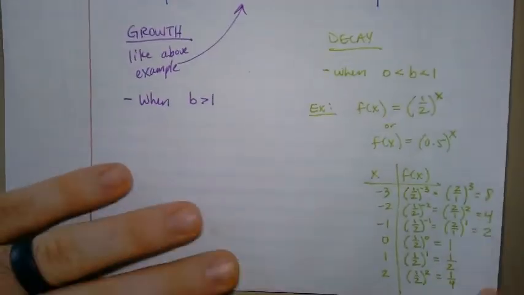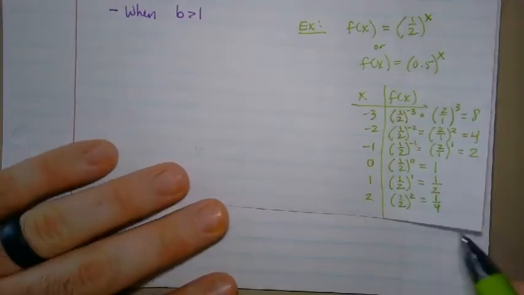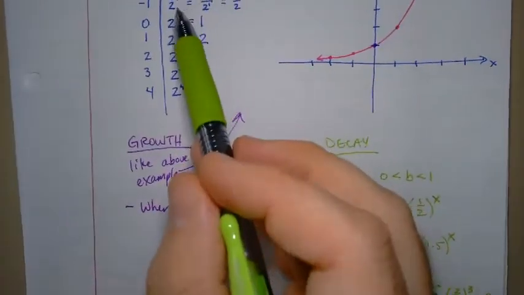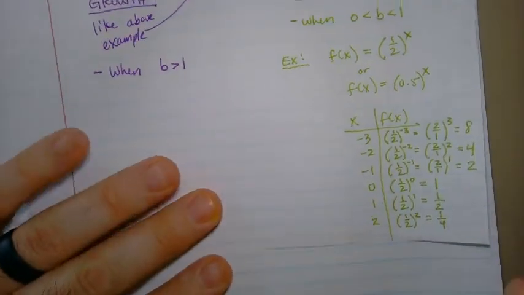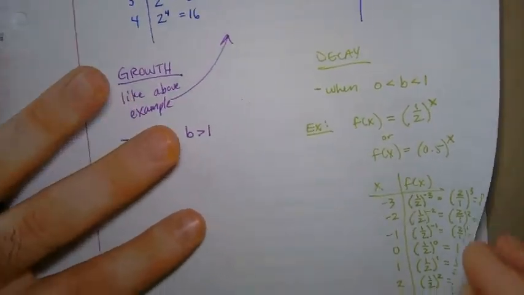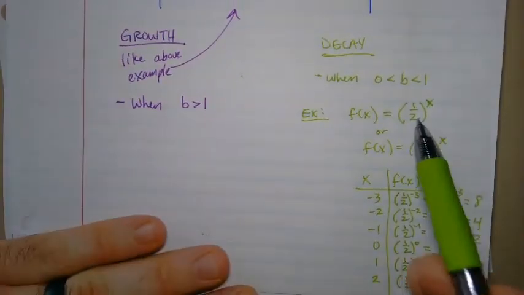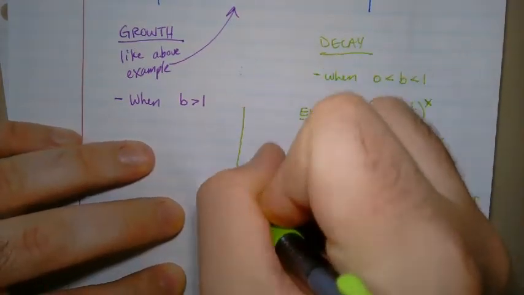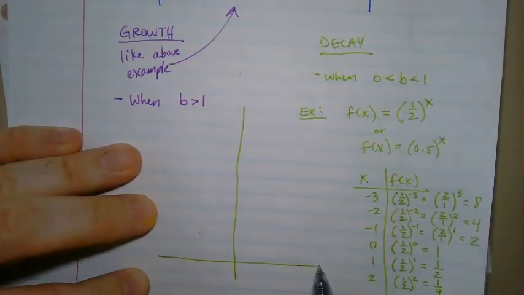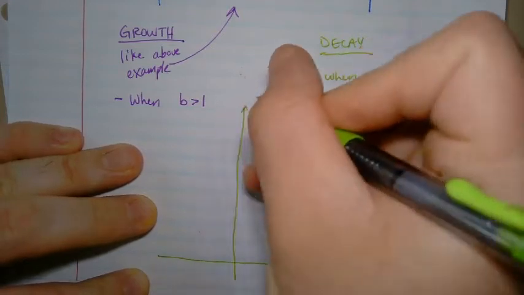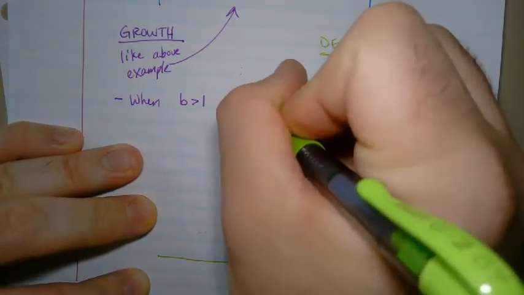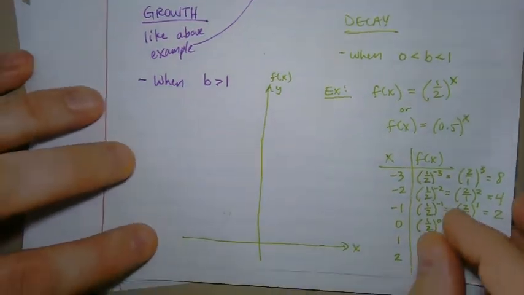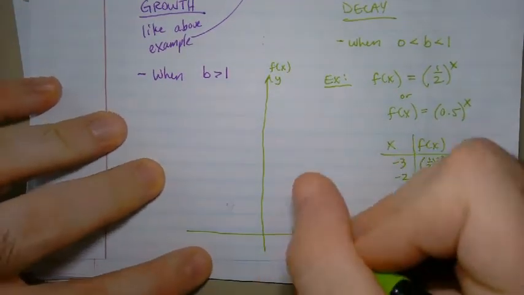So really, if you think of the table of the growth up here compared to this one, they are exact mirror images of each other, and that's because one is the reciprocal of the other. And so let's go ahead and graph this one. Graph our decay here. All right, pick a scale.